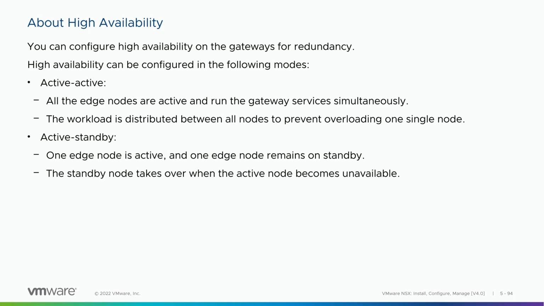And so that's really all there is with equal cost multipathing. It's either on or off. It's a pretty simple thing to configure. Now, from here, we're going to move into high availability.